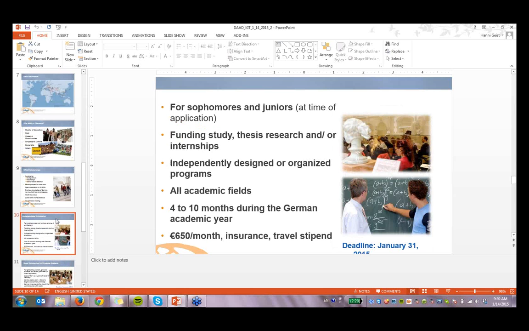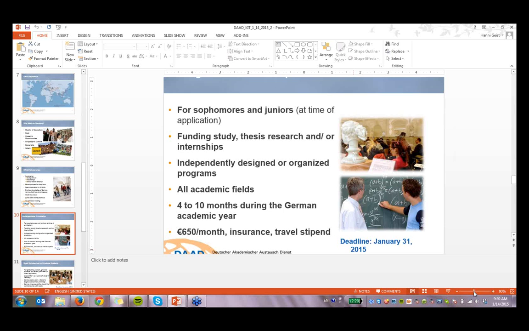Now, I will talk about two scholarships that are relevant for you at this point. So the first one that I would like to talk about is the undergraduate scholarship. The deadline is coming up for the following academic year, which is 2015-2016. The deadline is January 31st.